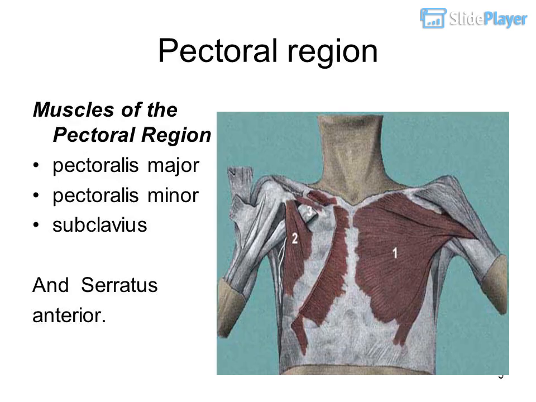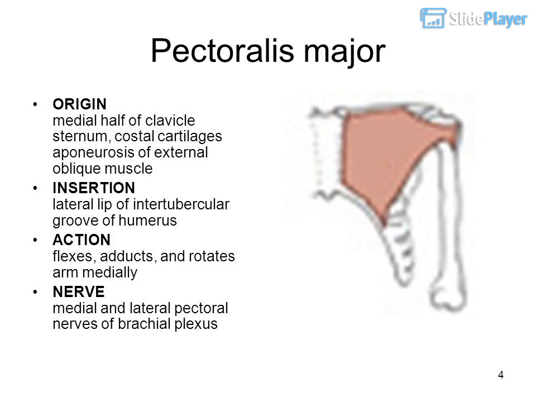Pectoral region. Muscles of the pectoral region: pectoralis major, pectoralis minor, subclavius, and serratus anterior. Pectoralis major. Origin: medial half of clavicle, sternum, costal cartilages, and aponeurosis of external oblique muscle. Insertion: lateral lip of intertubercular groove of humerus. Action: flexes, adducts, and rotates the arm medially.